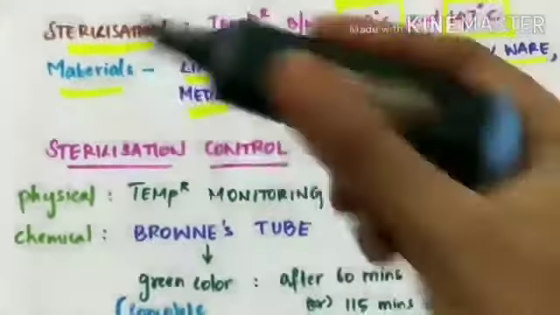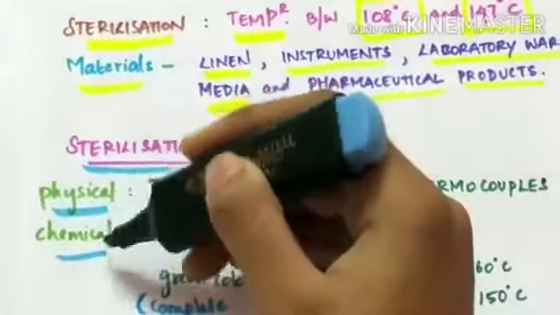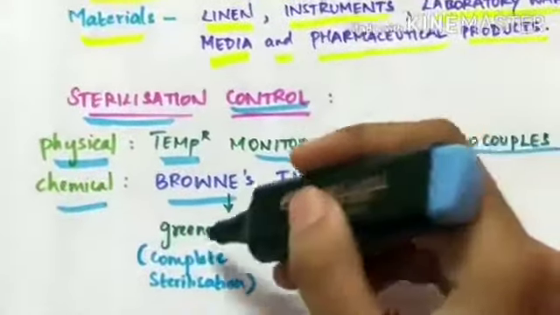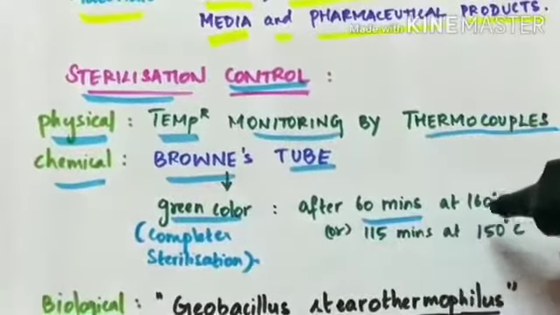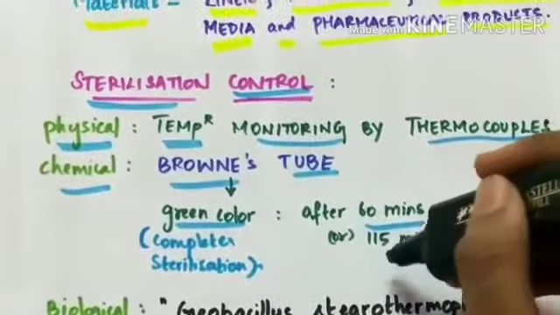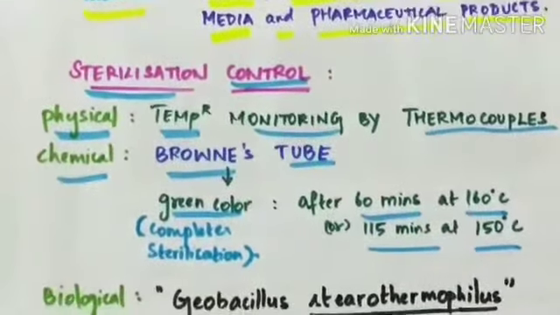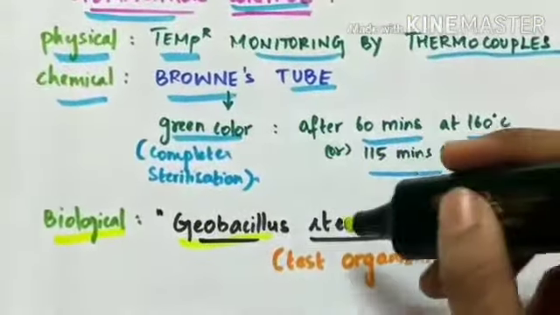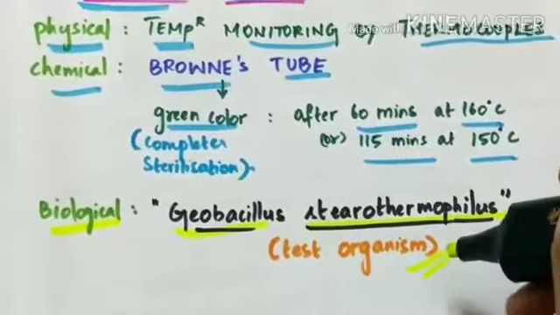Next is sterilization control for autoclave. Physical and chemical are same as that for hot air oven. That is, the physical is temperature monitoring by thermocouples. Chemical is using Brown's tube, where green color is produced indicating complete sterilization after 60 minutes at 160 degrees Celsius or 115 minutes at 150 degrees Celsius. The biological control used here is Geobacillus stearothermophilus. This is used as test organism in autoclave.